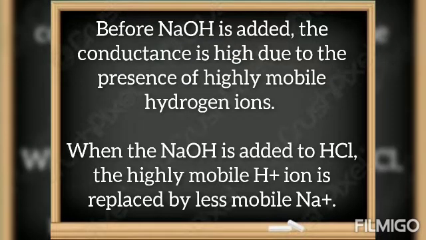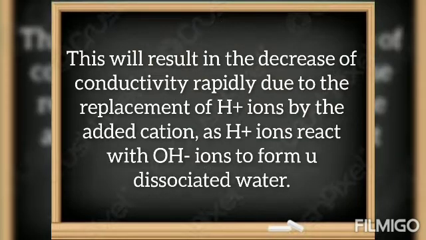Before sodium hydroxide is added, the conductance is high due to the presence of highly mobile hydrogen ions. When sodium hydroxide is added to HCl, the highly mobile H+ ion is replaced by the less mobile Na+ ion. This results in a rapid decrease of conductivity due to the replacement of H+ ions by the added cation, that is Na+, as H+ ions react with OH- ions to form undissociated water.